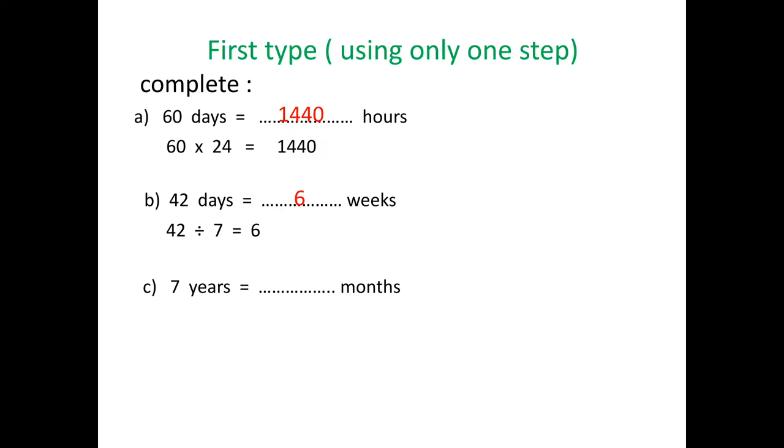The second decision is the number. What's the relation between years and months? There are 12 months in a year. So I'm going to use number 12 and I'm going to multiply. So I'll make 7 times 12. It will give me 84. That's my final answer. Try to answer this too.